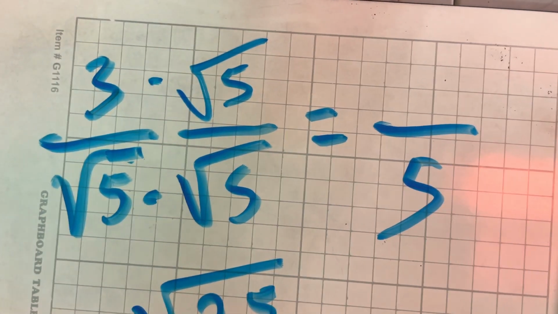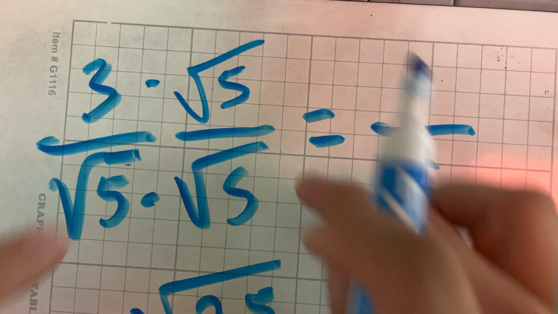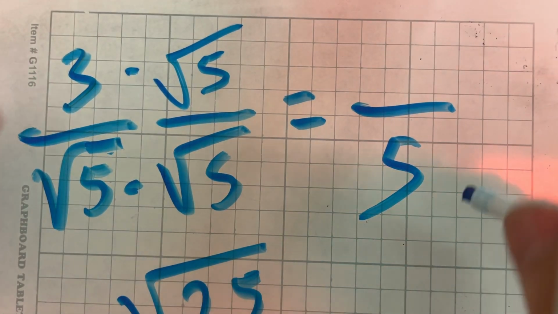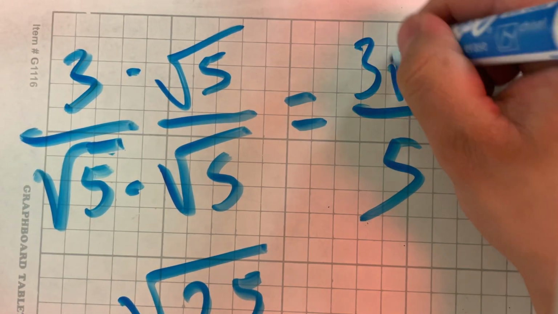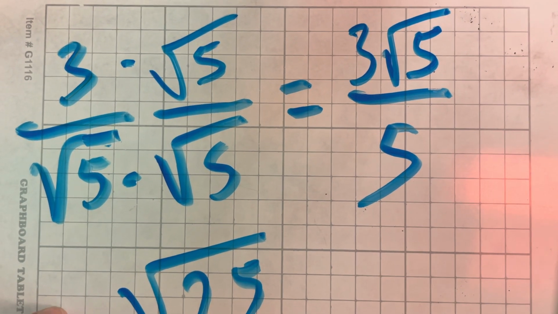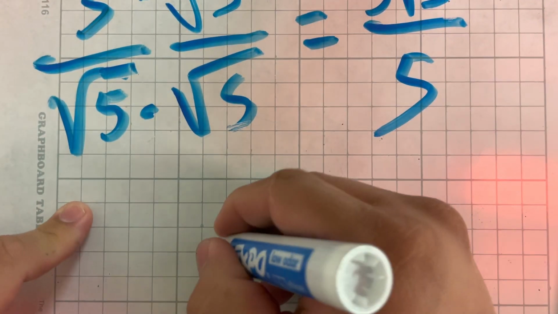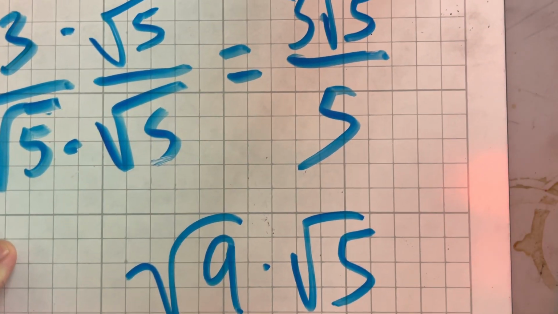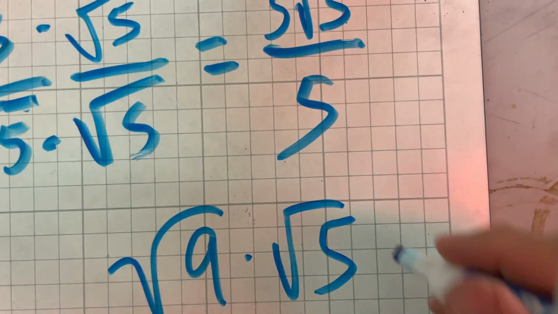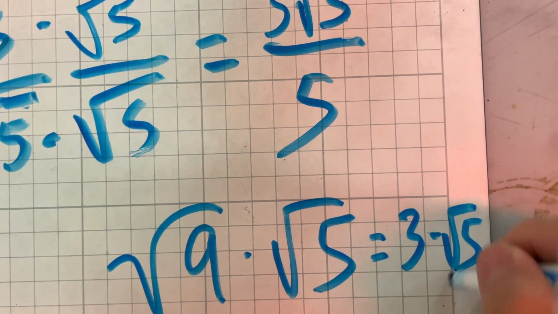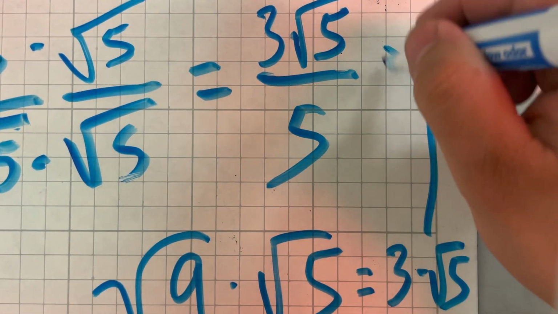But when I go to do 3 times the square root of 5, again, it's a whole number times a square root. Again, this is like a variable. When I take 3 times a variable, it's just 3 and then that variable. So this one is just 3 times the square root of 5. Which is the same thing we got when I took the square root of 9 times the square root of 5. The square root of 9 became 3 times the square root of 5, which just gives us that.